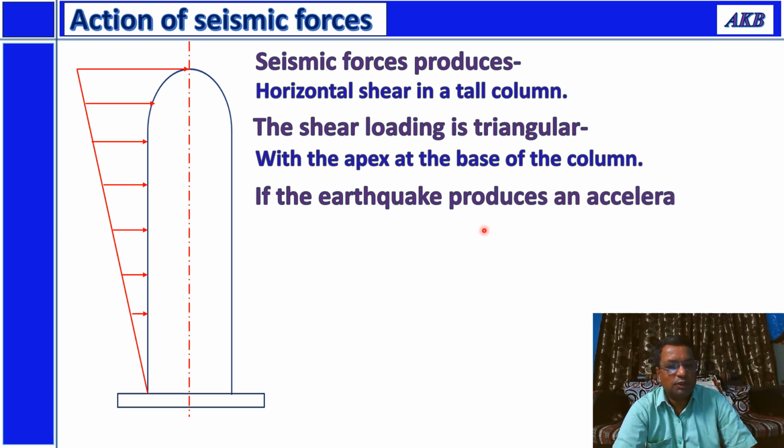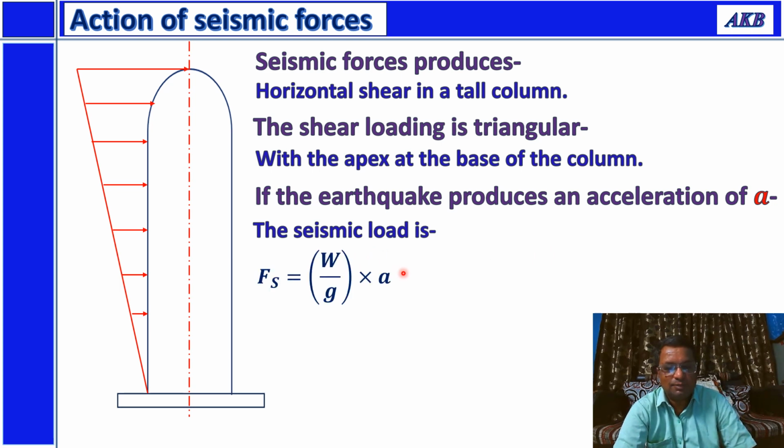Now, let us say that there is an earthquake at a place where you have a tall column, and if that earthquake is producing an acceleration, let the acceleration produced due to earthquake be E. If that is the case, then seismic load is given by this equation: Fs is equal to W by G into A. What are the terms involved in this equation?